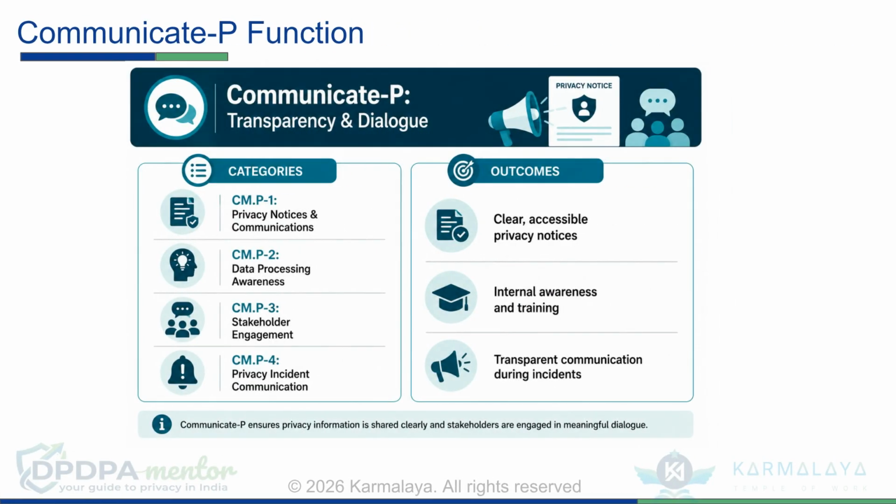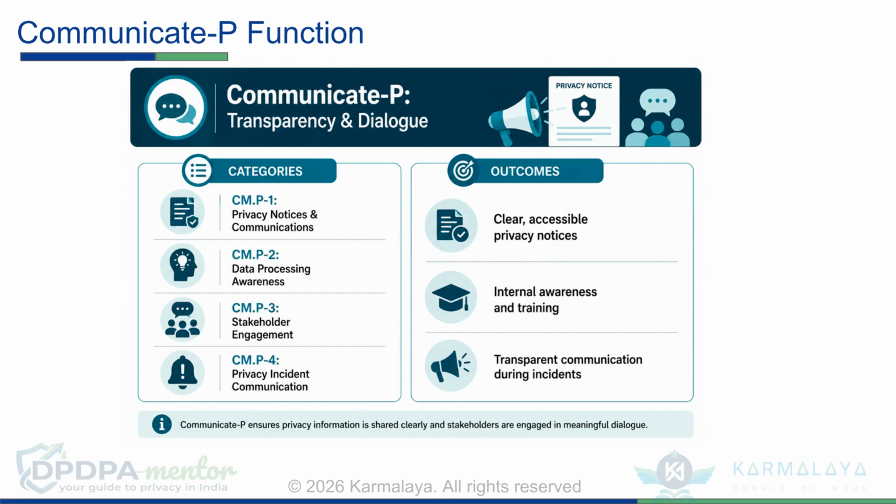Communicate-P ensures organizations and individuals can reliably understand and engage in dialogue about how data is processed. Privacy notices and communications requires clear, concise, and accessible privacy notices that explain what data is collected, why, how it's used, shared, retained, and what rights individuals have.